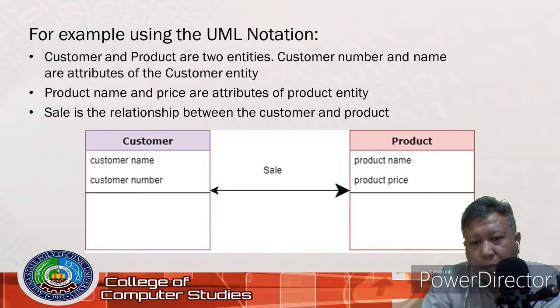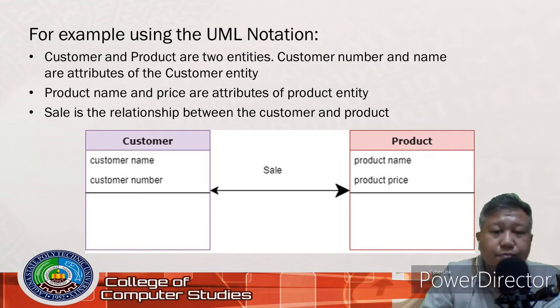Okay, ano yung relationship? Yung sale. So it's an action word, it's a verb. So customer sale, actually dapat sales. Sell or dapat ay buy ito. Parang mali ang pagkakalagay. So customer buys na lang a product. Product name and price are attributes of product entity. Sales the relationship between the customer and the product. Yan. Mas maganda sana kung ang nilagay nila dito ay buy.